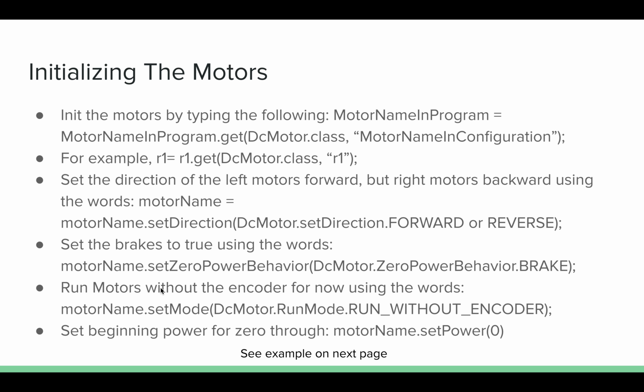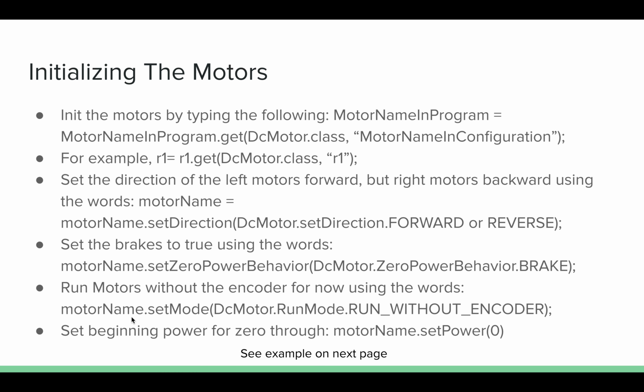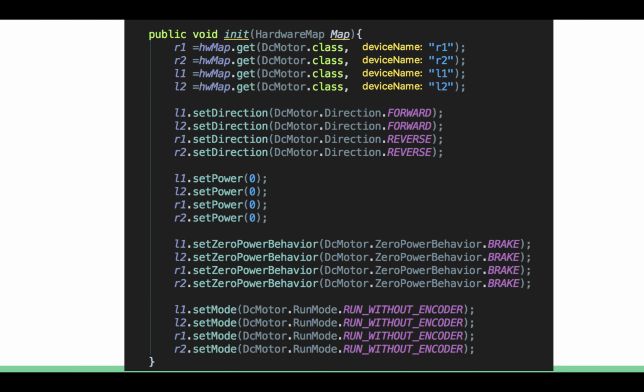Right now, as we start out, we'll go without the encoders. So you can say motor name.setMode(DcMotor.RunMode.RUN_WITHOUT_ENCODER). Again, motor name would be R1, L1, R2, L2. And then in the beginning, you want to set all the powers to 0. Now it should all look like this.